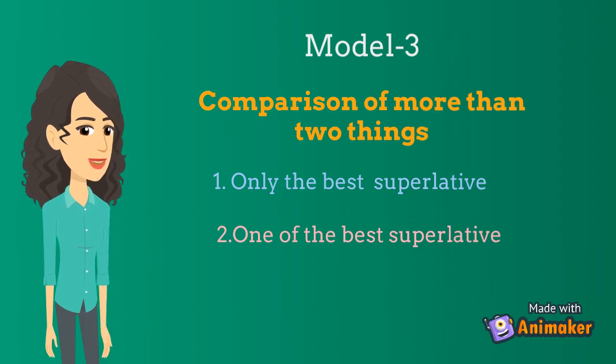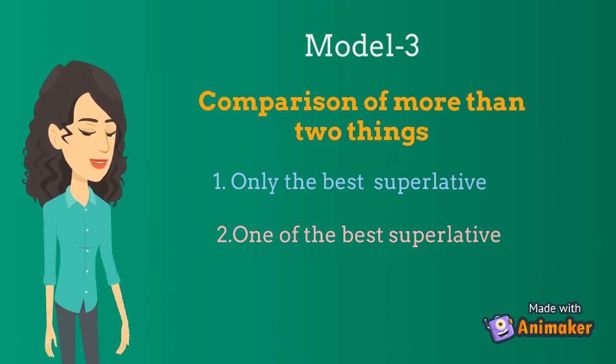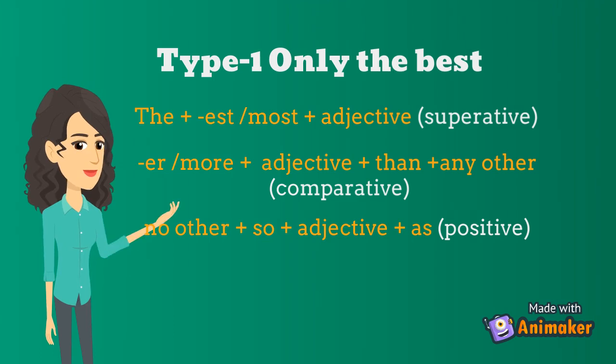Now we are going to learn how to compare more than two things in degrees of comparison. In this model we have superlative degree. Based on that we have categorized it into two. They are only the best superlative form and one of the best superlative form. In only the best type, we have the plus adjective in the superlative degree, adjective plus then in comparative degree, and no other plus, so plus adjective plus as in positive degree.